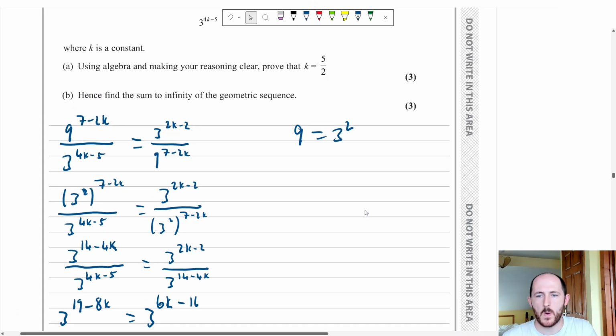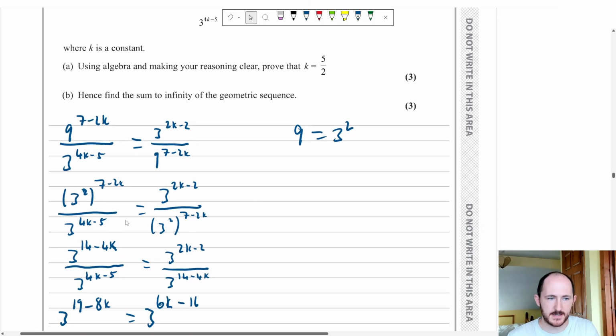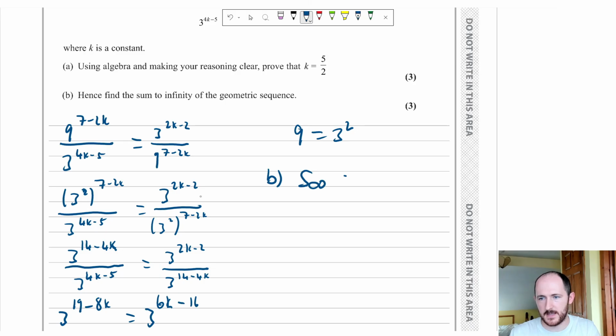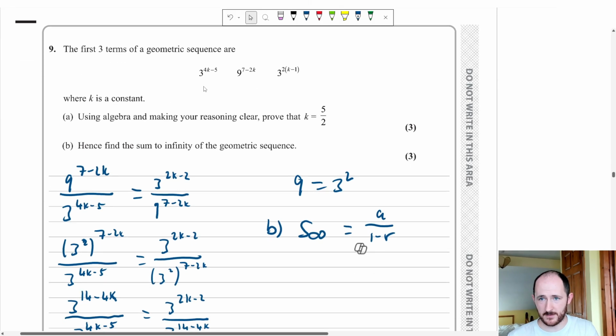Yay. Then it says, hence find the sum to infinity of the geometric sequence. If you remember with sum to infinity, the equation is S infinity equals a over 1 minus r. The two things we need to work out are the first term, but we know k is 5 over 2.